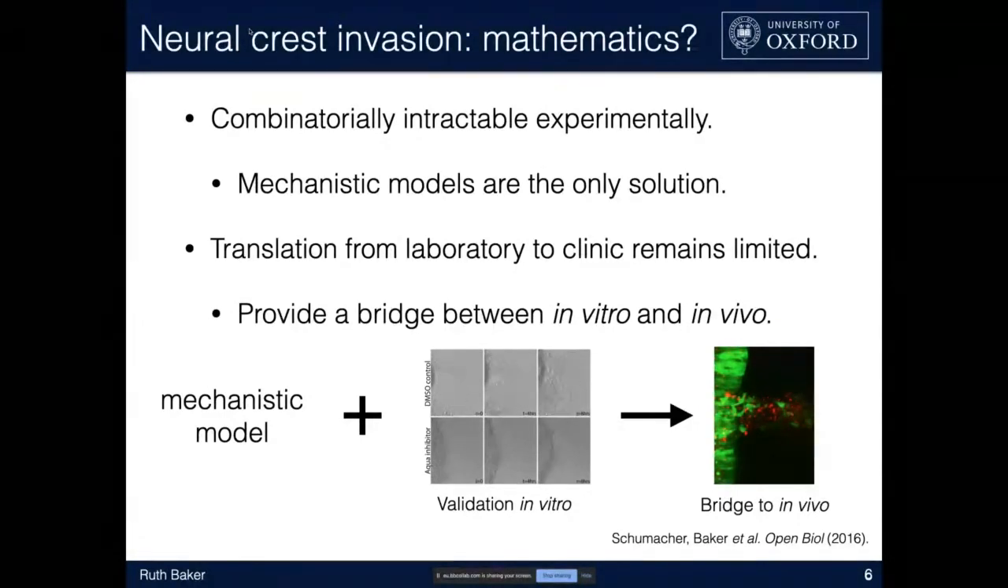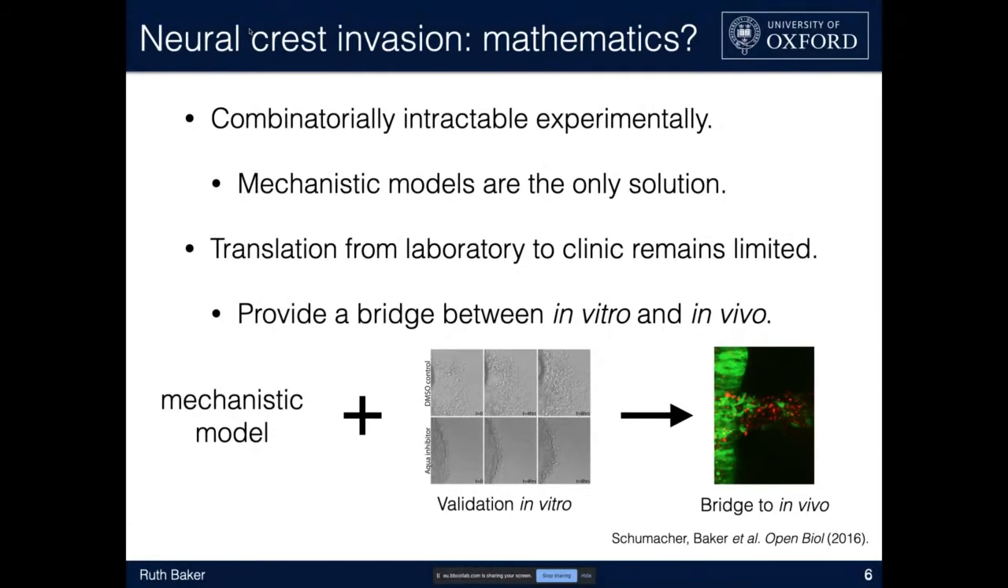The other thing to say is that most of the experiments we do are carried out in vitro or in vivo in animal models, and so it's very difficult then to translate the understanding gained in those settings into humans and into the clinic. And mathematical models, if they're properly calibrated, can provide a bridge between in vitro and in vivo scenarios.